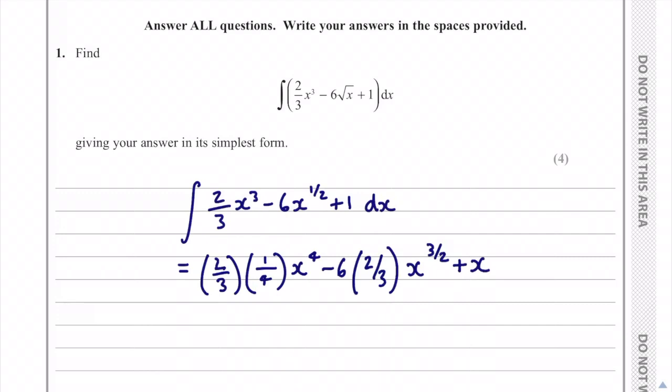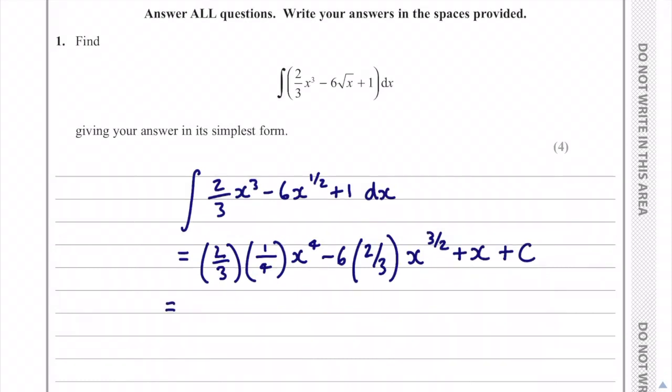And then remember, because we've got an indefinite integral, we need to add this constant, this plus c, at the end. So if we simplify this, we get 2/3 times a quarter, which is 2 over 12, which is the same as a sixth. So a sixth of x to the power of 4, and minus 6 times 2/3, which is minus 4 x to the power of 3 over 2, and plus x, and plus c. And that is our final answer.